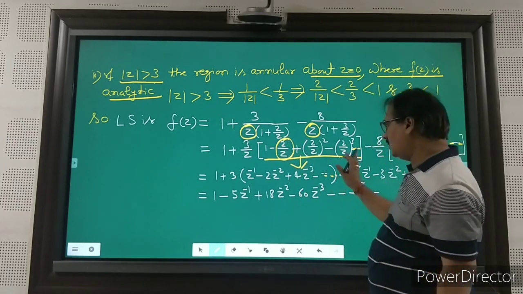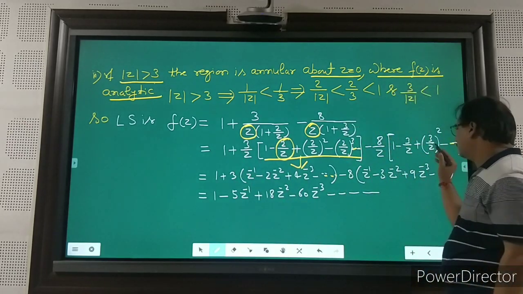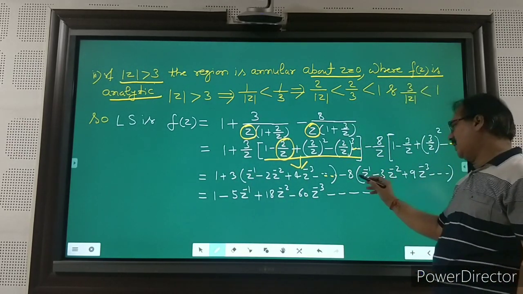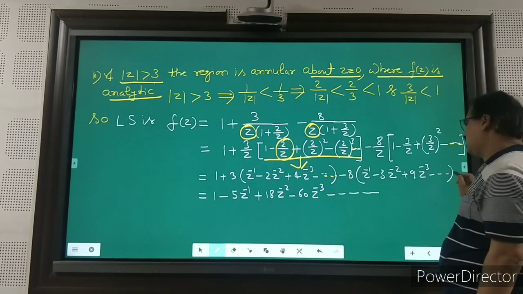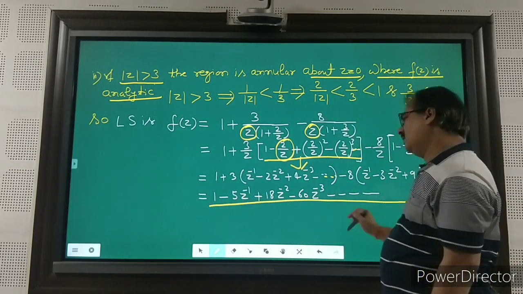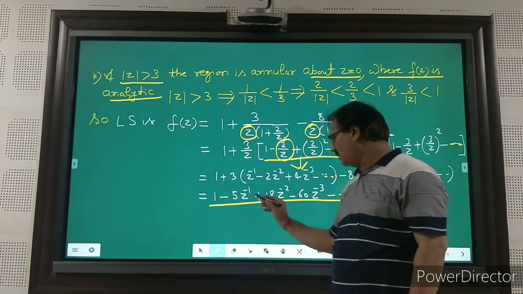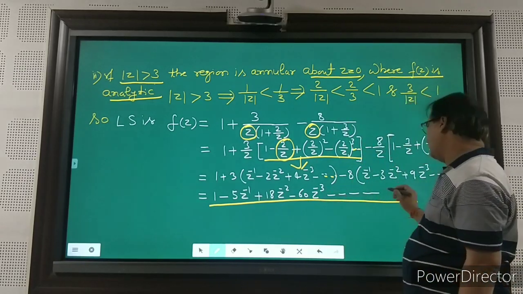So you have to write the Laurent series in this form. Now here it is also in the denominator, then minus 8 z power minus 1 minus 3 z power minus 2 plus 9 z power minus 3 and so on. Now on simplification you will get this series: 1 minus 5 z power minus 1 plus 18 z power minus 2 minus 60 z power minus 3 and so on.